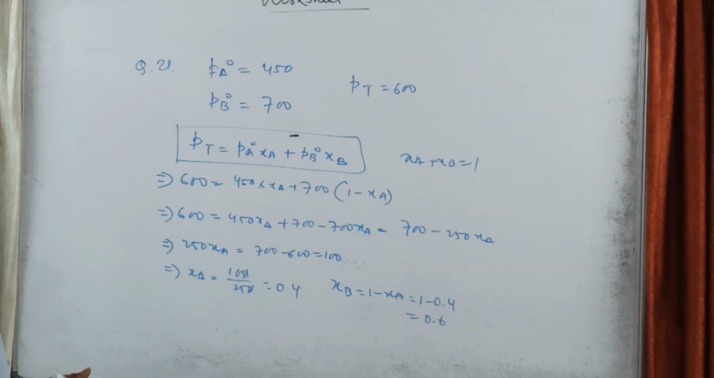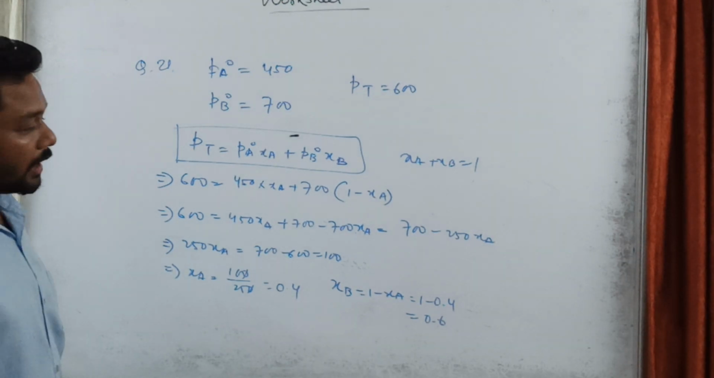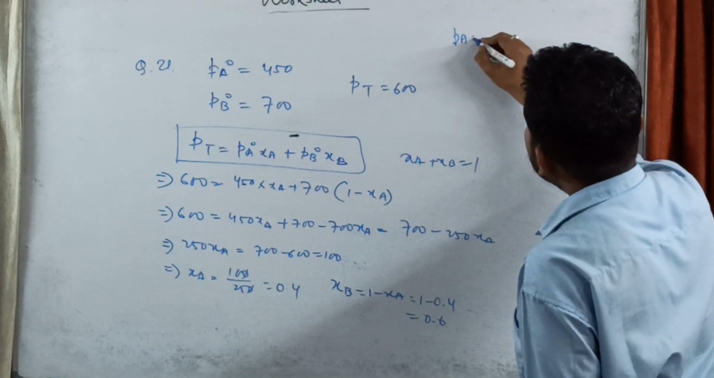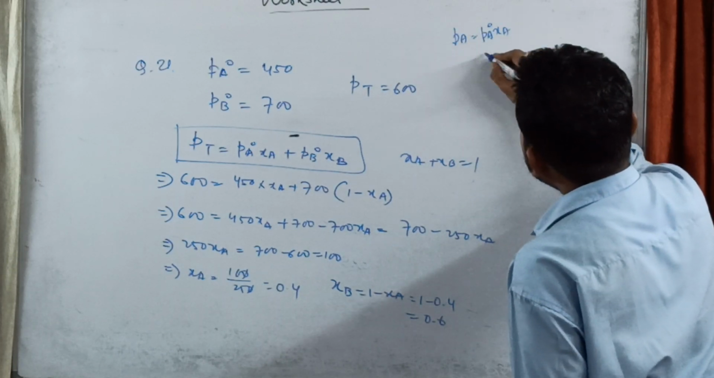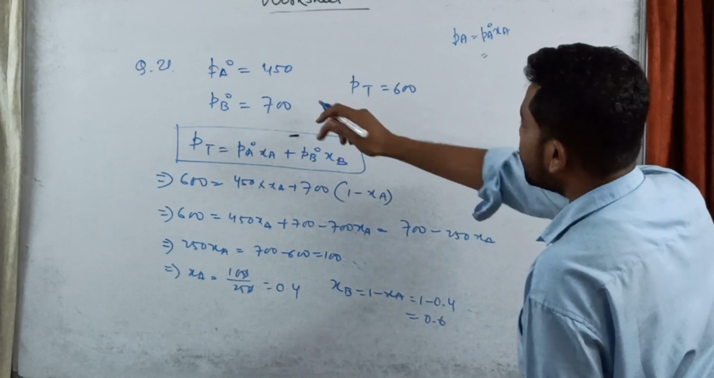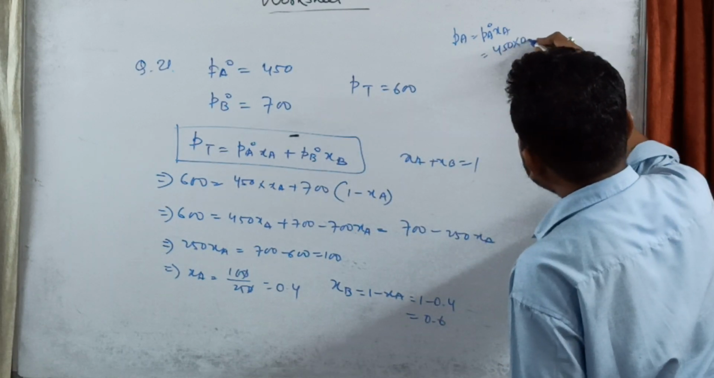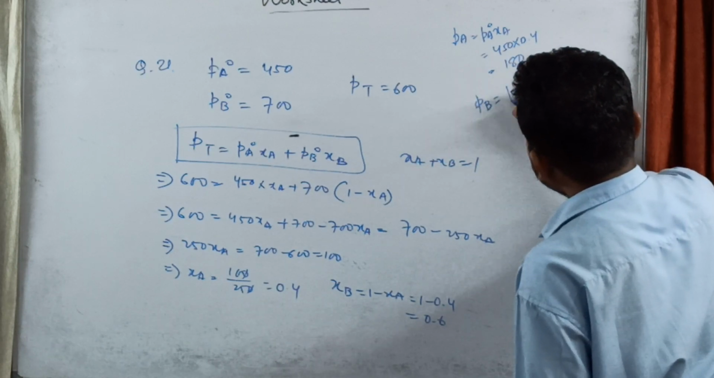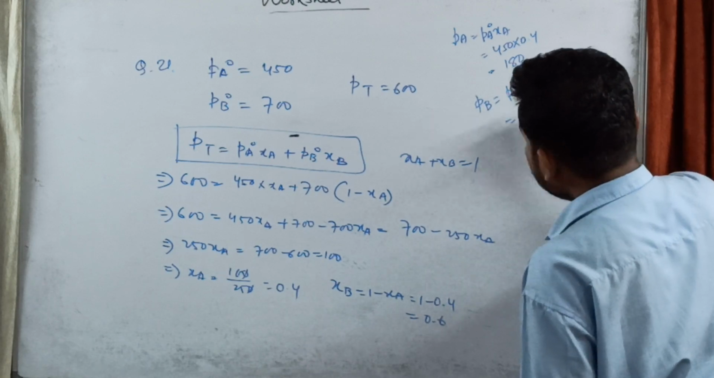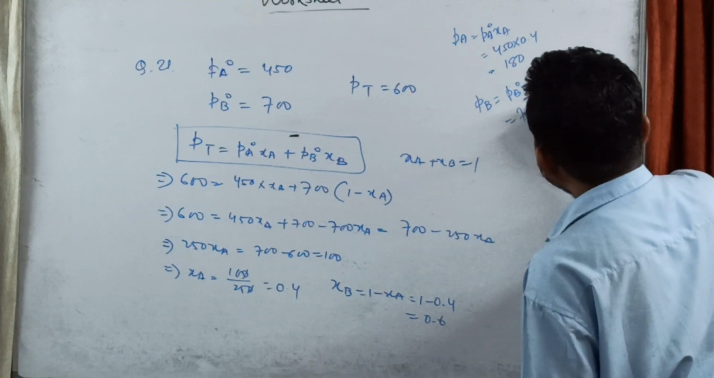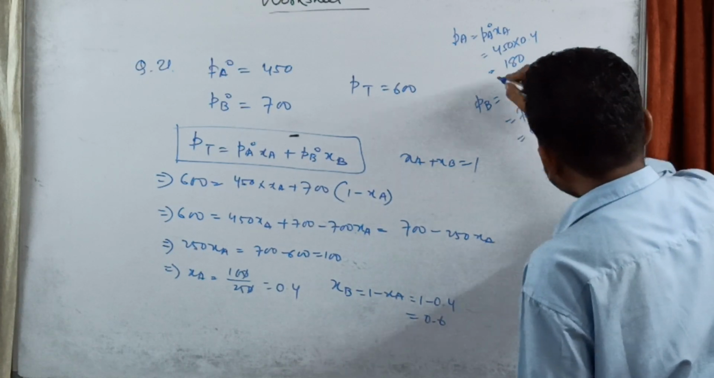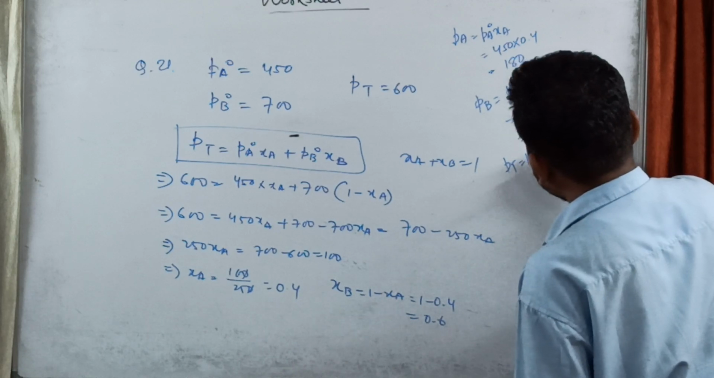Now after getting XA and XB, you need to calculate PA and PB. I'll show you. Here PA equals PA0 XA. PA0 is already given in your question, that is 450, and XA is 0.4, so that value is 180. And PB equals PB0 XB. PB0 value is given in your question, that is 700, and the XB value you have found is 0.6, so that is 420.